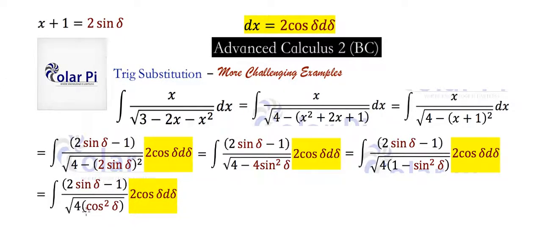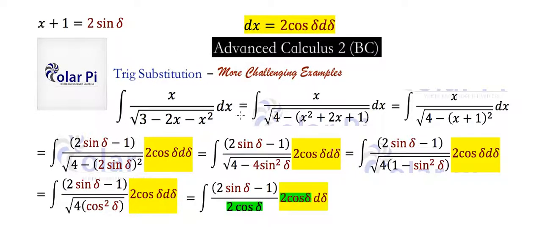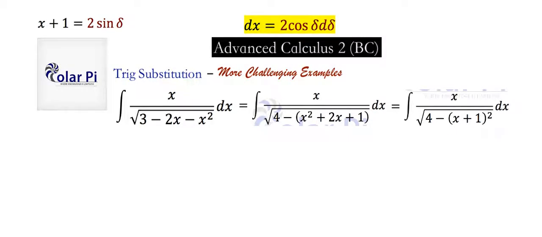Taking out 4 cosine squared delta from the square root in the denominator, we could simply write in the denominator 2 cosine delta. Oh, how nice, because from dx, we had a 2 cosine delta. So those guys, which I've highlighted in green here, can take care of each other. And when they do, our integral will become very simplified, and it'll look like this. Now we need some space, so here's that, and we'll pick up where we left off.